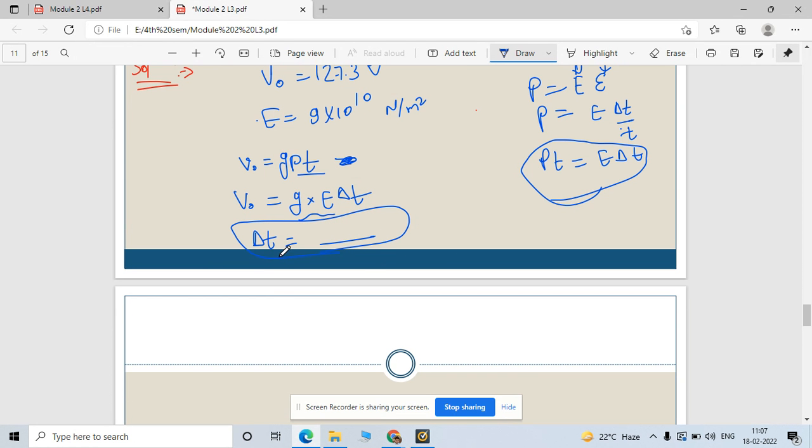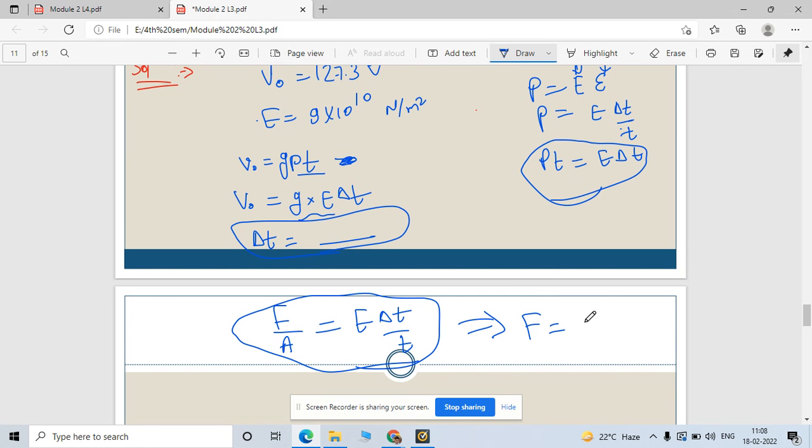Once you find out the del of T, use that formula, which is F by A, pressure is equal to E into del of T by T, right? T is given to you. Find out that, and all dimensions are also given to you. Put that value in this, so you can easily find out this force, right? So from this you can find out the force applied in this question.